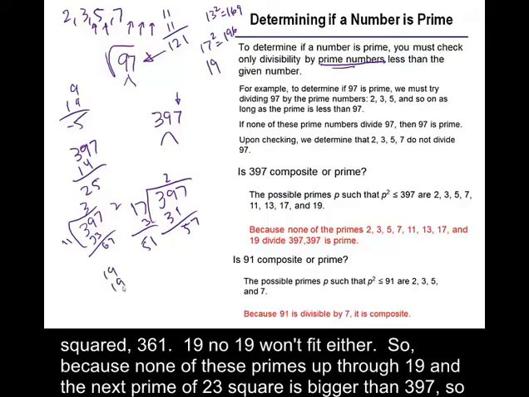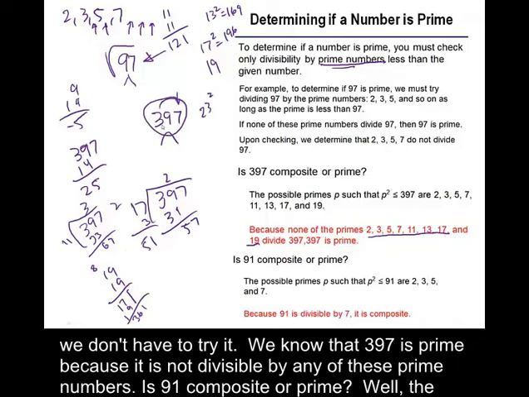19 squared is 361. No, 19 won't fit either. So because none of these primes up through 19 work, and the next prime, 23, squared is bigger than 397, we don't have to try it. We know that 397 is prime because it's not divisible by any of these prime numbers.